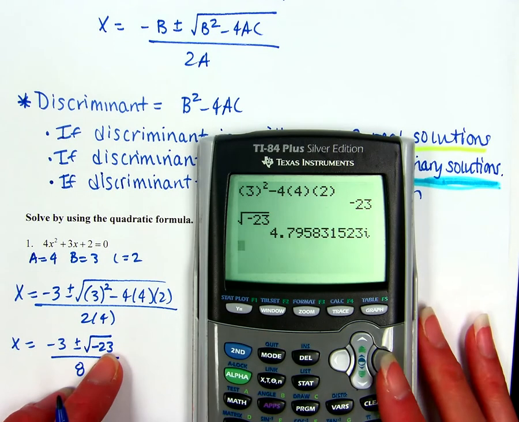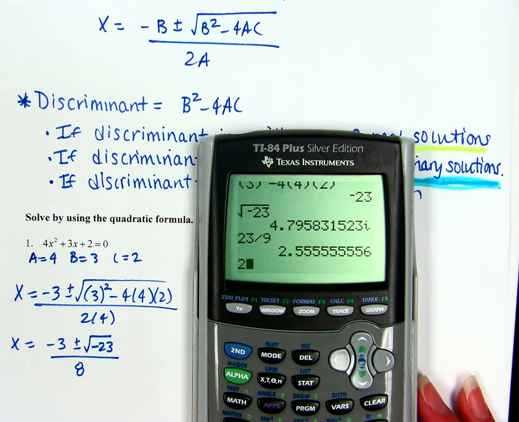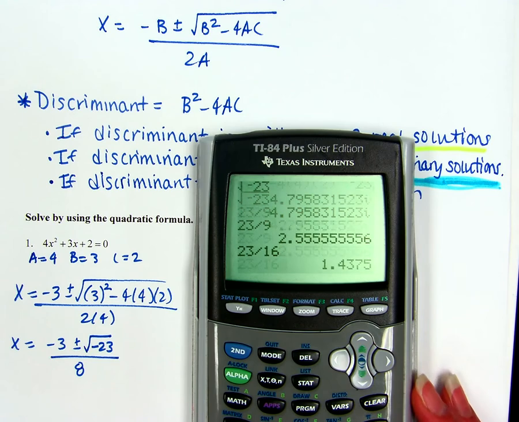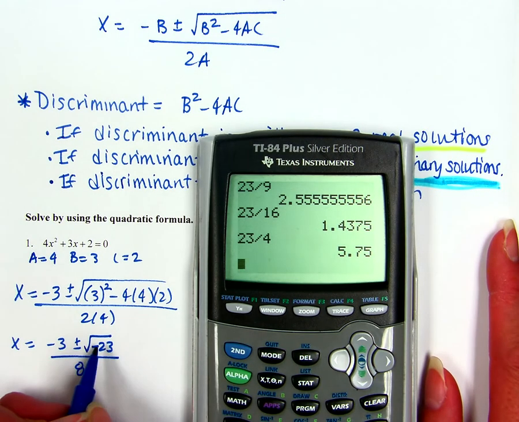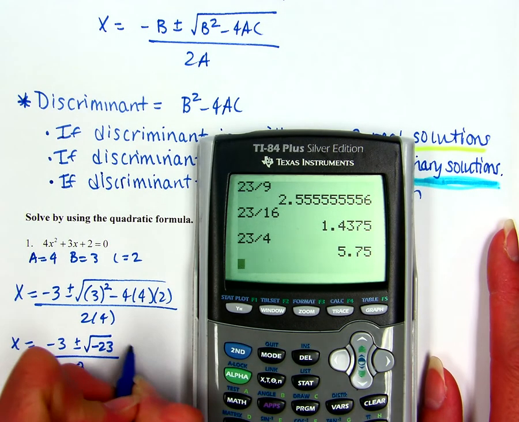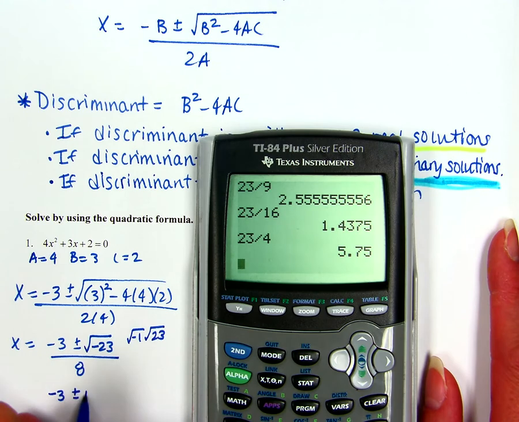And then see if there's a perfect square that goes into 23. 23 is not divisible by 9. It's not divisible by 16. It's not divisible by 4. So since we ran out of perfect squares to try, you just have the i on the outside, because this is like square root of negative 1 times 23. So it's plus or minus i root 23 over 8.